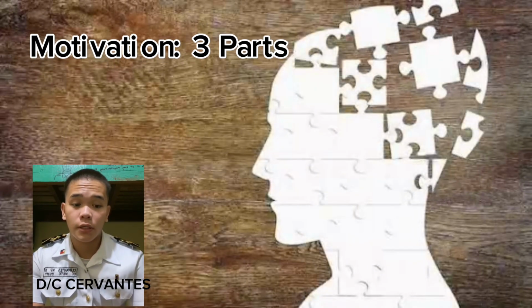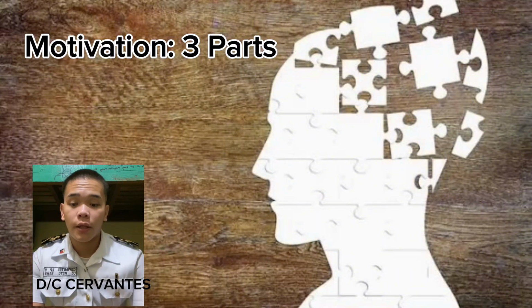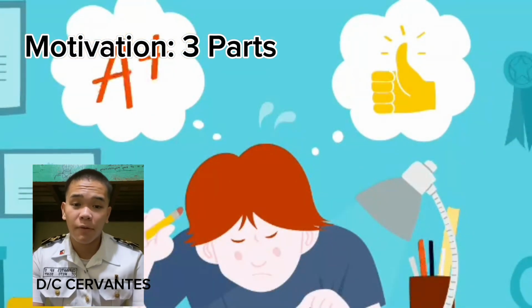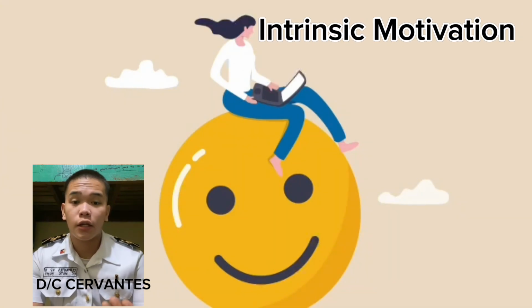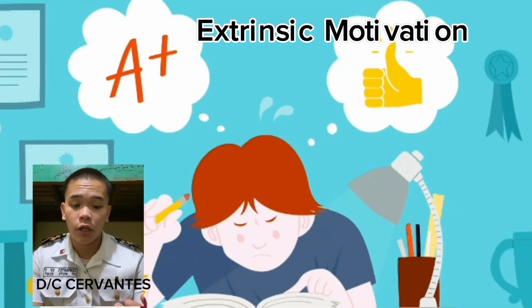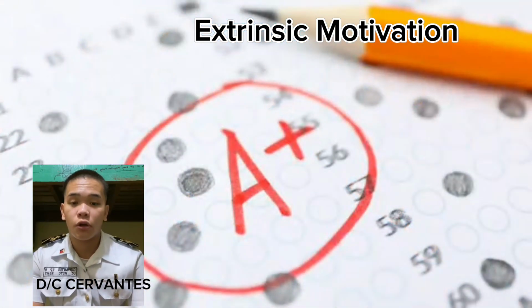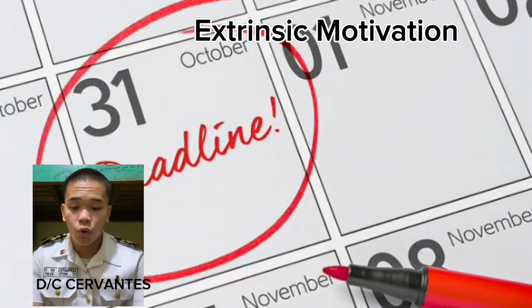In psychology, motivation is divided into intrinsic motivation and extrinsic motivation. Intrinsic motivation is doing something because it's interesting or satisfying. Example, learning because you enjoy understanding new ideas. While extrinsic motivation is doing something for rewards or to avoid punishment. Example, grades, praise, or deadlines.